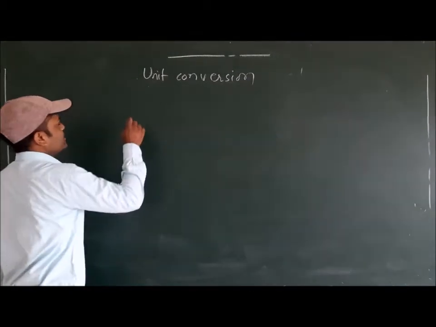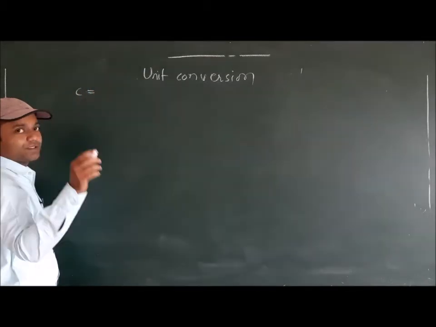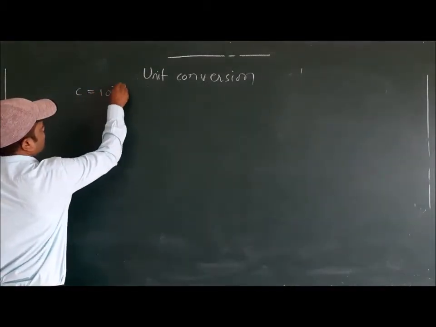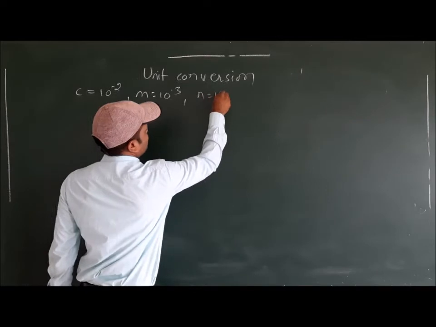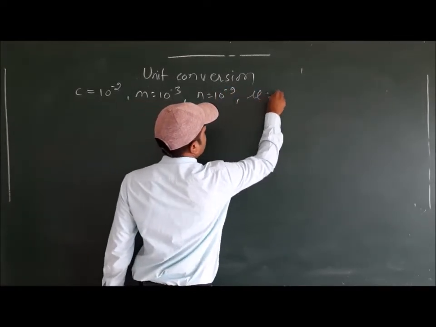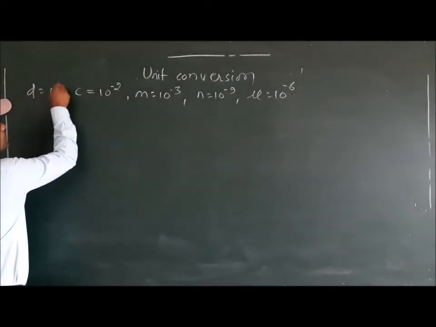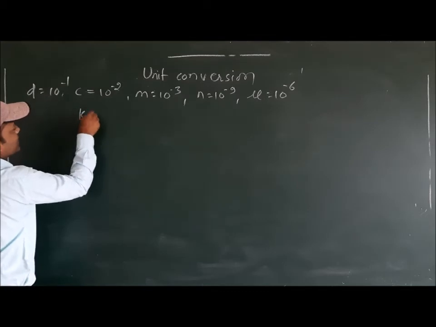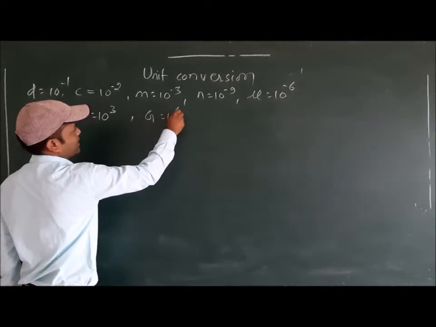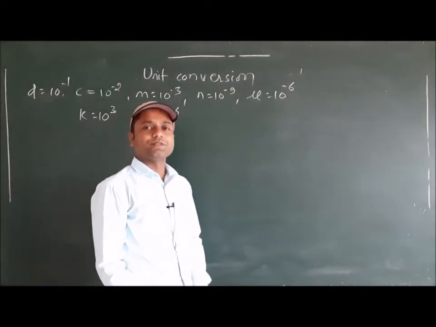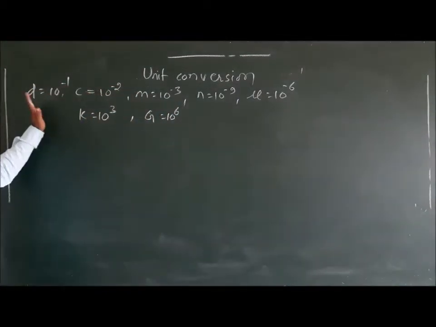We have to memorize these prefixes which we use in front of a basic unit. Centi is 10 to the power minus 2, milli 10 to the power minus 3, nano 10 to the power minus 9, micro 10 to the power minus 6, deci 10 to the power minus 1, and in positive, kilo 10 to the power 3, and giga 10 to the power 6. Armstrong unit also there, many prefixes we use, but I take only these 7. So I hope that you memorize it.